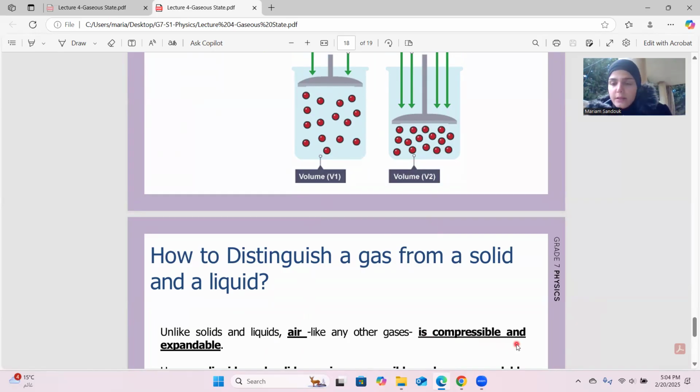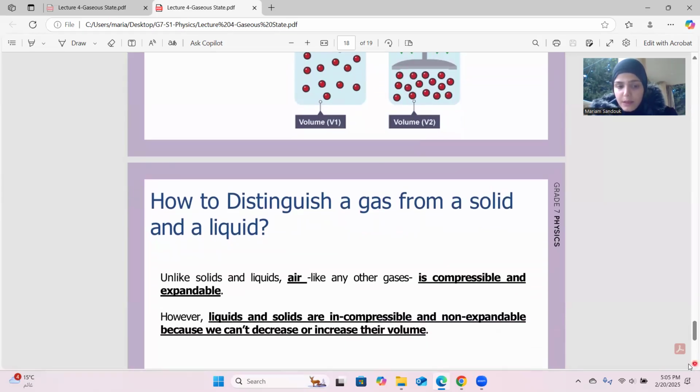Expandable, like when you put on your perfume. We cannot see it, but you smell the odor. So it tends to occupy all the available space. So this is meant by expandable. Compressible, we can compress it, like in your home, the gas you cook with. It's compressed in this bottle of gas. So this is meant by compressible. So air is compressible and expandable.